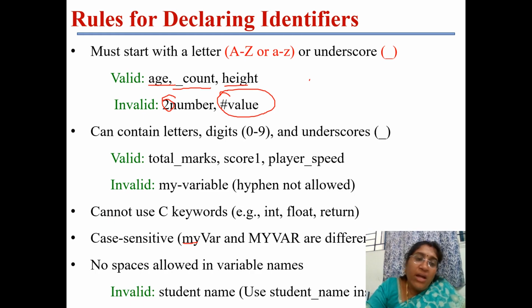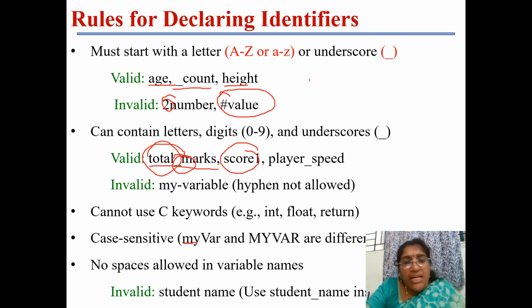Identifiers can contain letters, digits, and underscores. In the variable name, letters, numbers, and underscores are allowed, but a hyphen is not allowed. In variable declaration, a hyphen should not be used. You cannot use C keywords, for example, int, float, return, char. C keywords are not allowed as identifiers for variables.